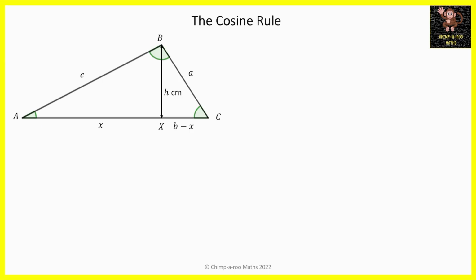Then we split the perpendicular height there, which splits side b into a length of x and a length of b minus x. If we look at triangle AXB, using Pythagoras, we can see that x squared plus h squared is equal to c squared. Now if we look at the other triangle, BXC, and use Pythagoras again, we can see another relationship: b minus x all squared plus h squared equals a squared. Call that equation 2.